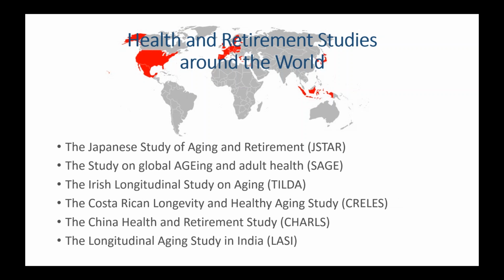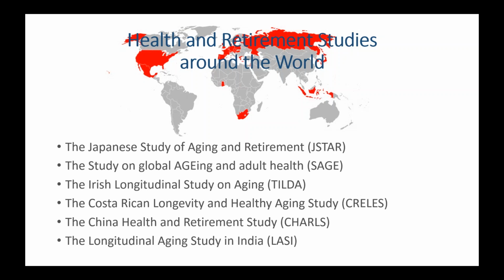Japan was added to the set of data sets in 2007 with JSTAR, the Japanese Study of Aging and Retirement. This follows people aged 50 and older. This is the one study which is not nationally representative. All the other studies do have nationally representative samples, but the JSTAR sample does cover several different municipalities in a way to be able to capture some of the variation inside of Japan.